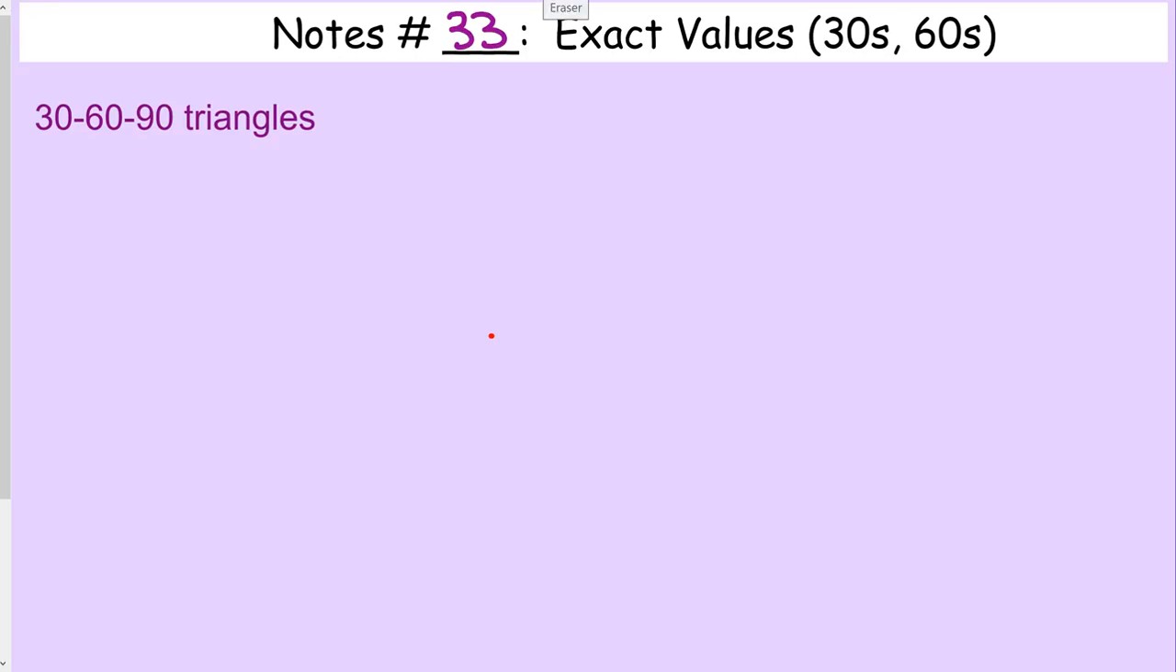Hey everybody, we have made it to notes number 33. Can you believe it? And if you recall, last time we talked about finding exact values for trig functions that were multiples of 90, so the quadrantal angles. And you're going to be so excited to hear that today we're going to learn how to do more exact values.